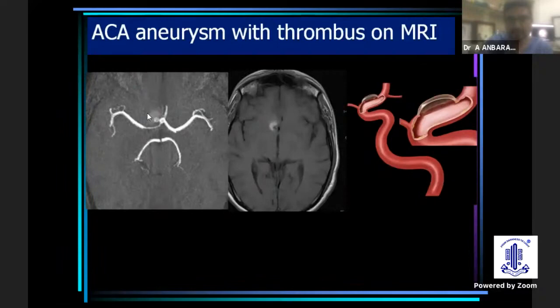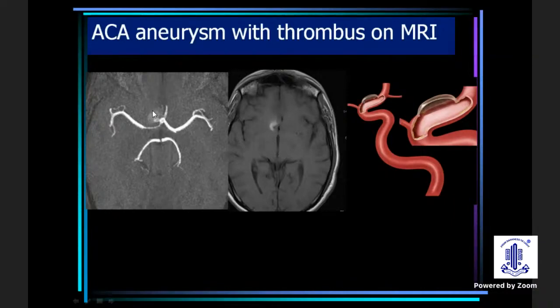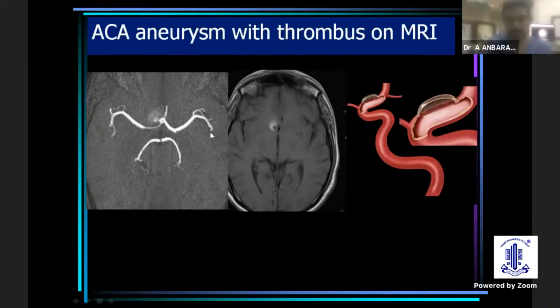Another example of an ACA aneurysm, which is picked up on this MR, and just a graphic to show you this aneurysm, which is seen on the pre-contrast. But on the MR angio, you can see the surrounding thrombus and the central aneurysm.